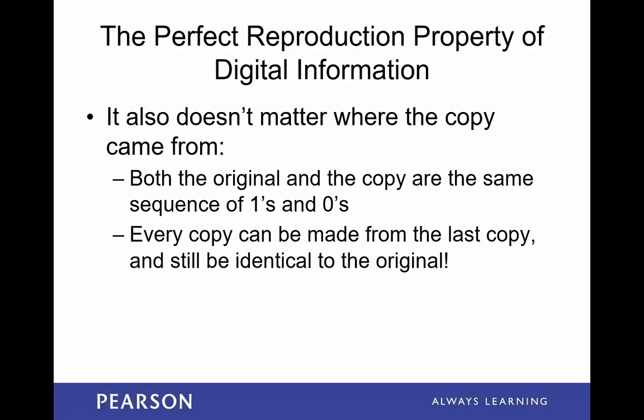Let's talk about perfect reproduction. Perfect reproduction is a property of digital information. It doesn't matter where the copy came from, the original and the copy are going to be the same sequence of 1s and 0s. There's no difference. Every copy made will be identical to the original.